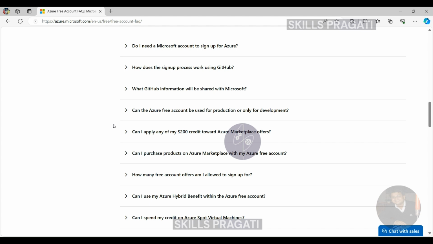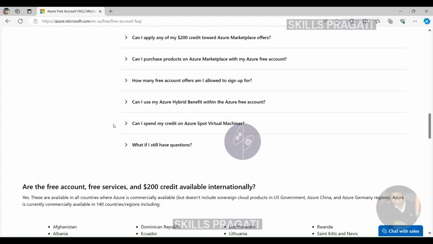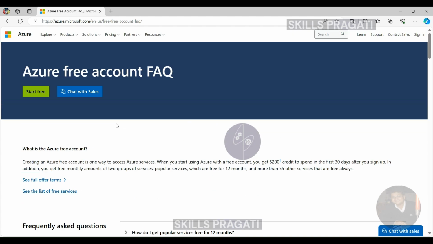Creating an Azure account is the best way to start using Azure services. In the upcoming chapters, I'll talk more about the Azure Free Account.